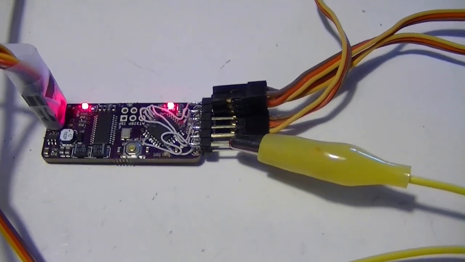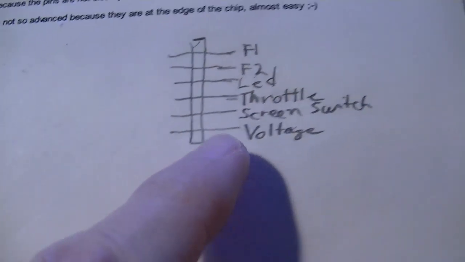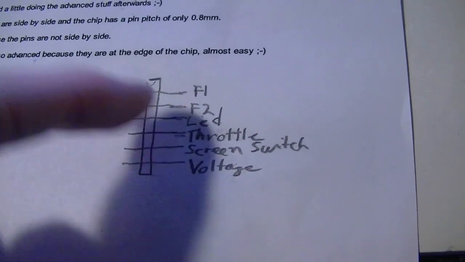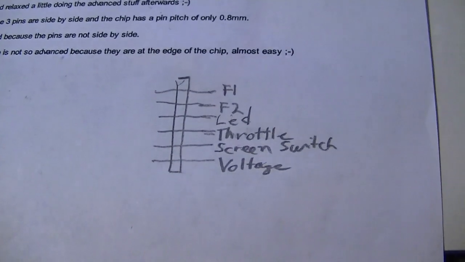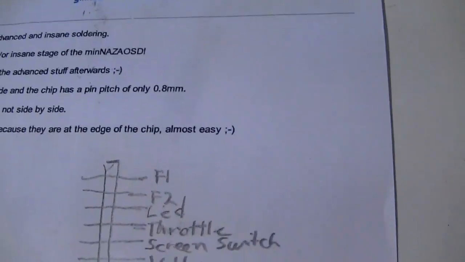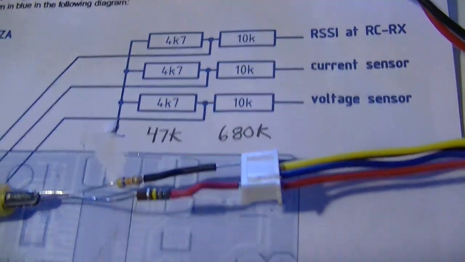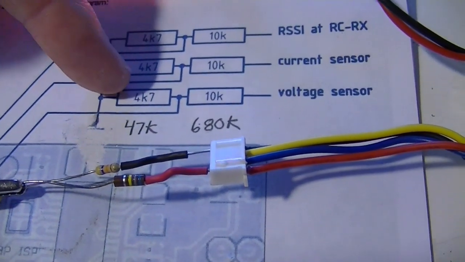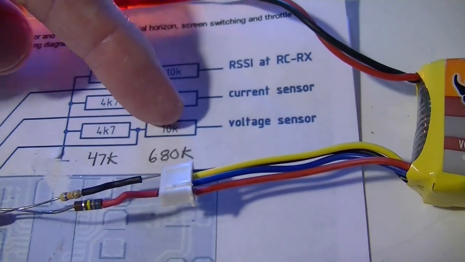All right, let's go and check the voltage input. So that's this pin on the end here, represented by this diagram right here. And we've already checked F1 and F2 to get the artificial horizon. So now I'm checking the voltage. Now, the voltage, according to their diagram, uses a resistor divider like this with a 4.7K and a 10K.